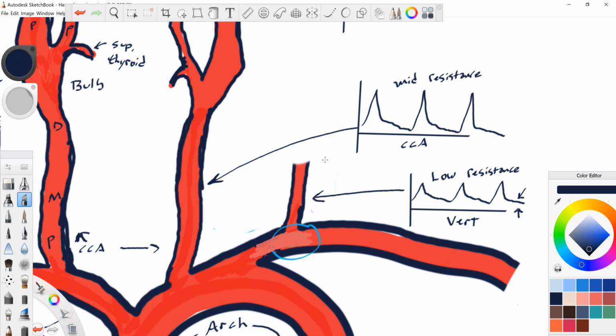And oh, by the way, it's probably around 100 centimeters per second, more or less, give or take. It really doesn't matter as long as it doesn't deviate too much from that. Whereas the vertebral, I'm just going to guess. I actually don't know off the top of my head. Let me just say it's like 50.